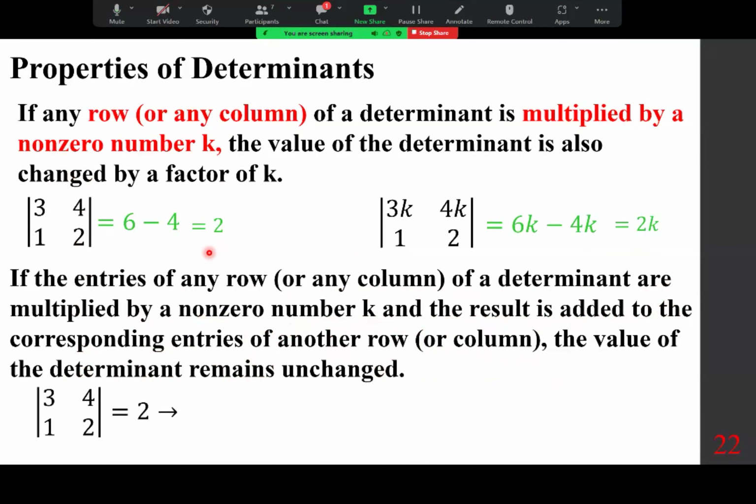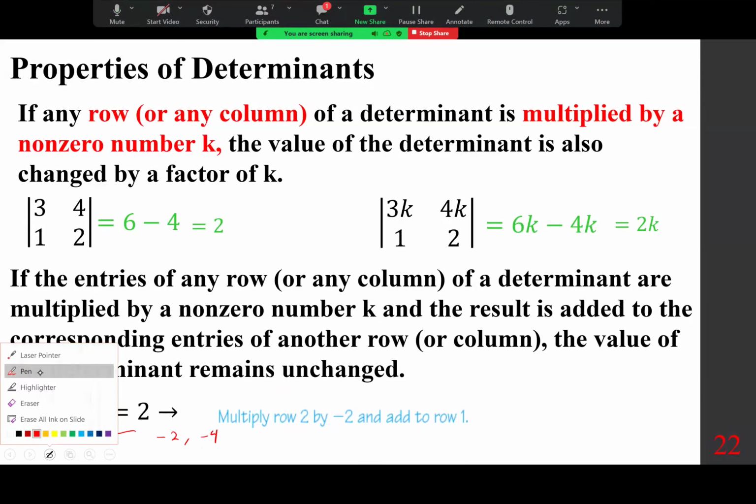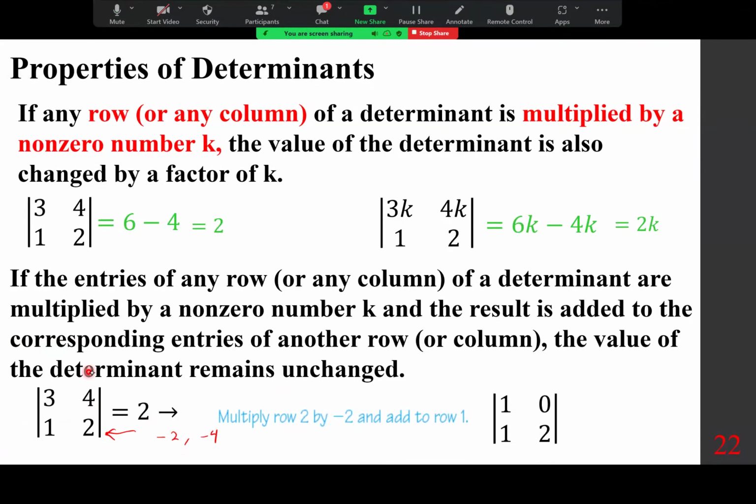If the entries of any row or any column of a determinant are multiplied by a non-zero number k, and the result is added to the corresponding entries of another row or column, the value of the determinant remains unchanged. So again, we already know the answer is 2. Let's multiply row 2 by negative 2 and add it to row 1. If I multiply this one by negative 2, 1 and 2 becomes negative 2 and negative 4. Now I'm going to add negative 2 to 3, I get 1. I add negative 4 to 4, and I get 0. And now 1 times 2 minus 1 times 0 is 2. We get the same result. So again, the value of the determinant remains unchanged.